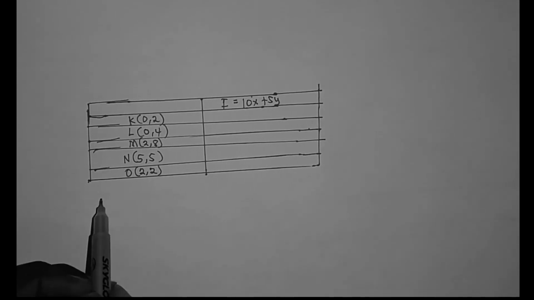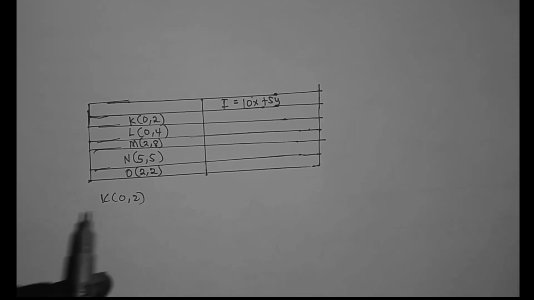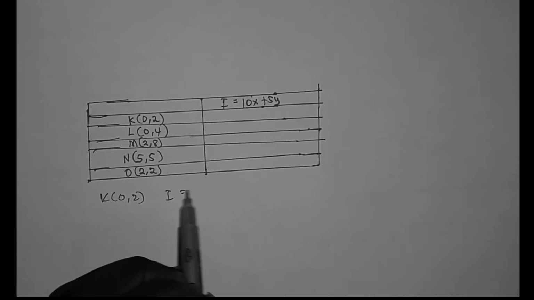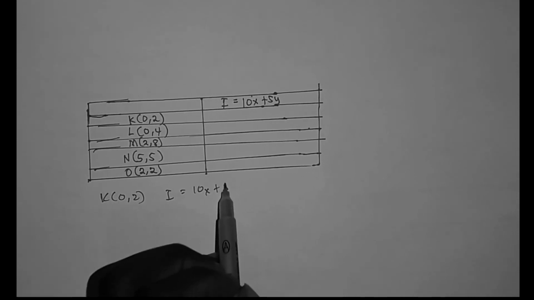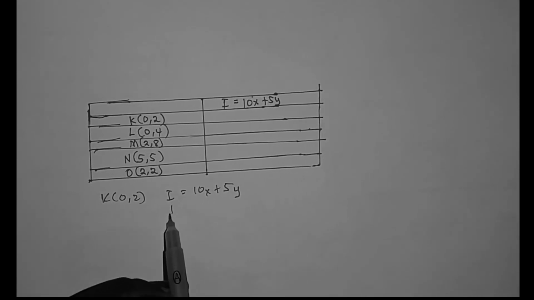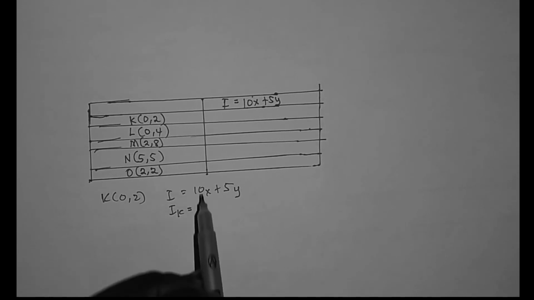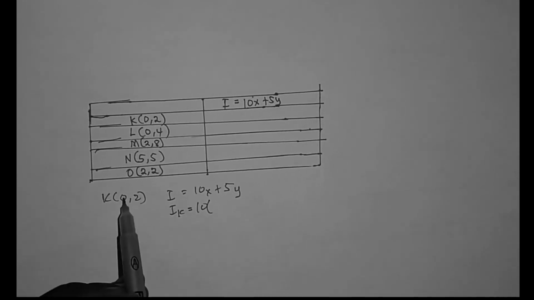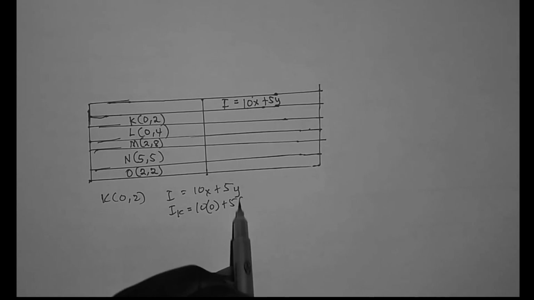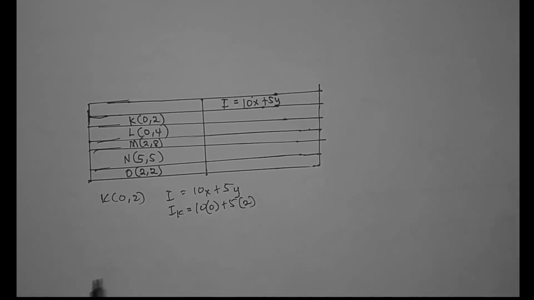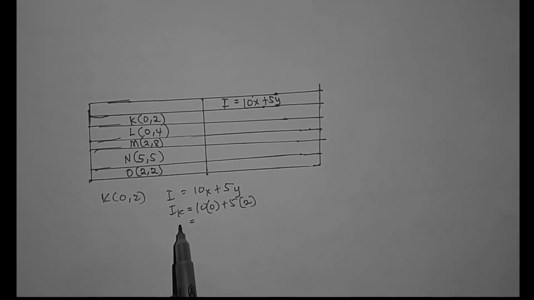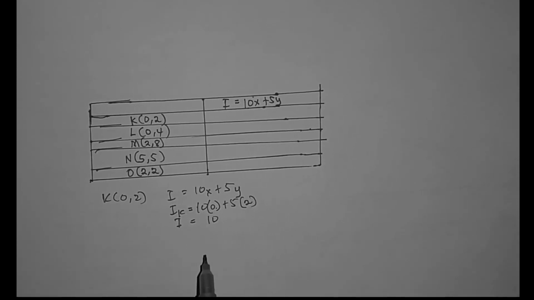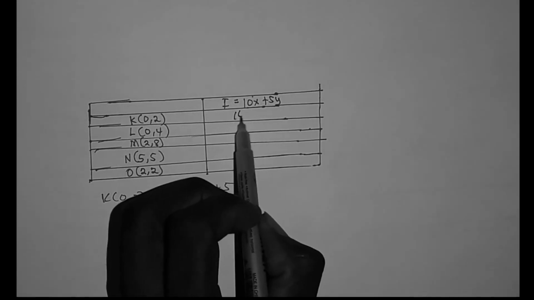So the first one, K is (0, 2). So I is equal to 10x plus 5y. So I of K is equal to 10, the value of x is 0, plus 5 times the value of y, which is 2. And if you do this, you are going to get I equals 10. 10 times 0 is 0, plus 5 times 2 is 10. So it will give you 10.